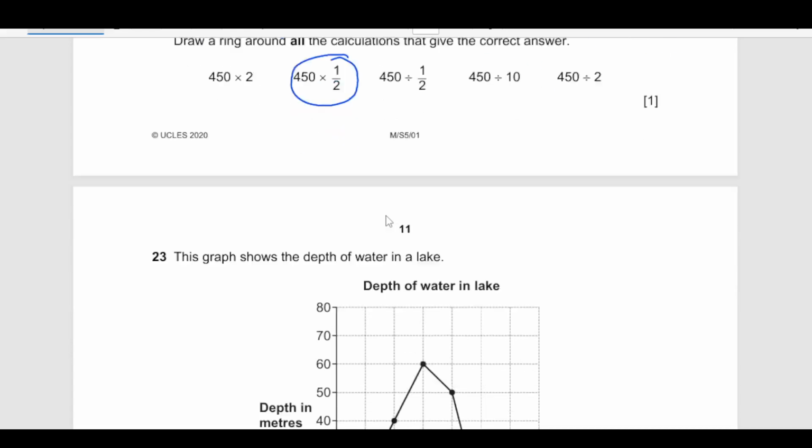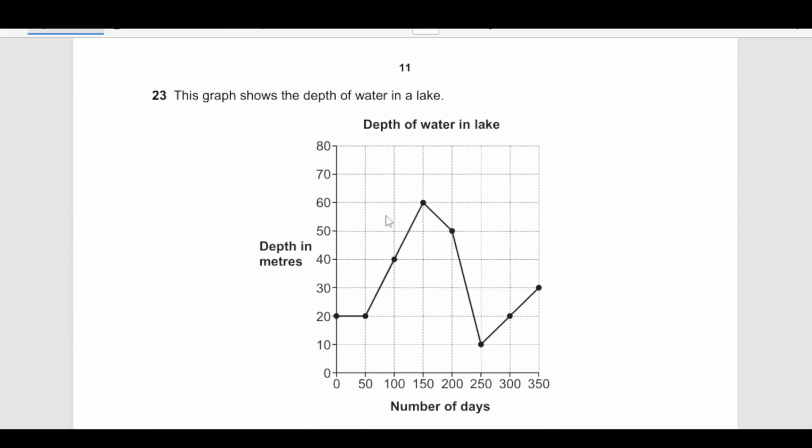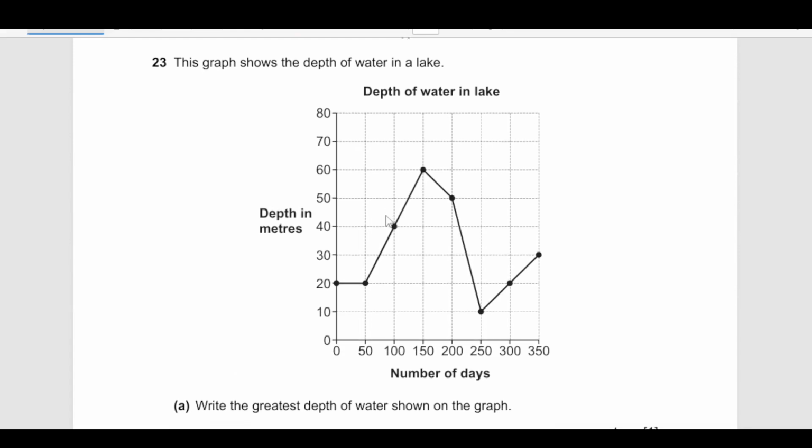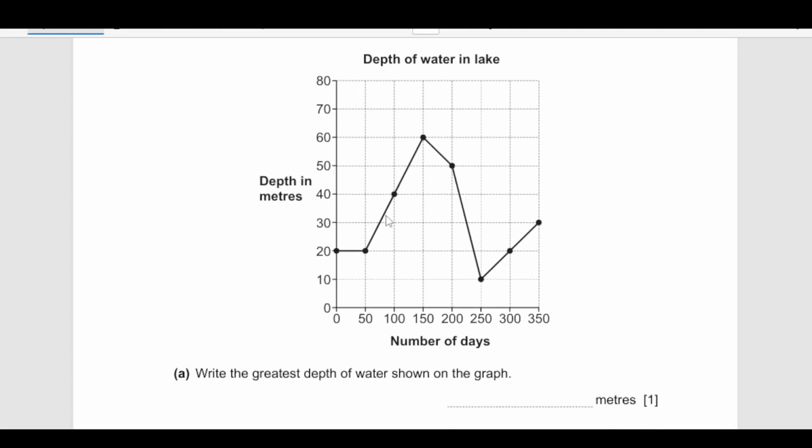Okay. Now number 23, this graph shows the depth of water in a lake. Depth of water in the lake is given this way. This is the depth of water. Depth in meters we are given. Number of days are given here. This question is very tricky, guys, though it's easy. There is one twist here. I'll just tell you now. So be careful. Write the greatest depth of the water shown on the graph.